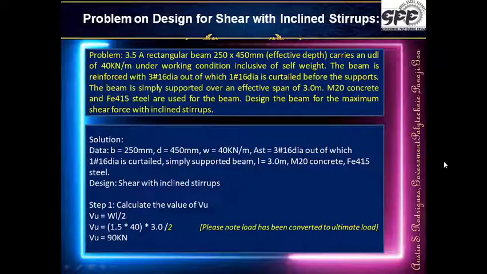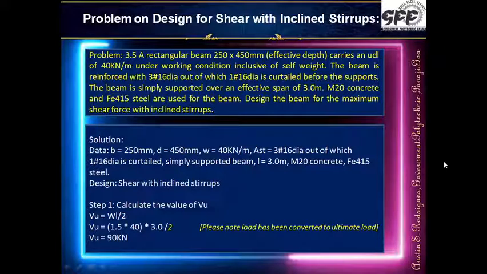A rectangular beam 250 mm wide, 450 mm effective depth carries a UDL, uniformly distributed load, of 40 kN per meter under working condition inclusive of self weight. The beam is reinforced with 3 bars of 16 mm diameter, out of which one bar, the middle bar, is curtailed before the supports. That means only 2 bars of 16 mm diameter are going within the supports. The beam is simply supported over an effective span of 3 meters.